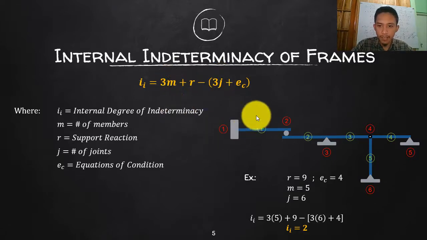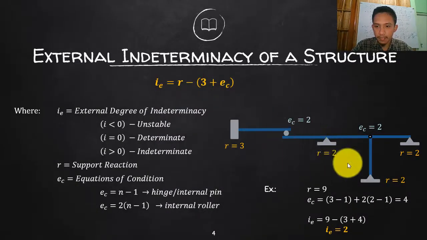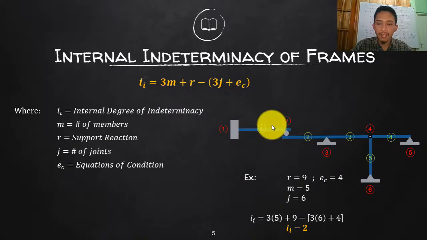So m, how many members? For example, the same one here. This is externally indeterminate to the second degree since that is 2. How about internally? Let's try to calculate using this formula. So I sub I equals 3 times m, and our members are 1, 2.